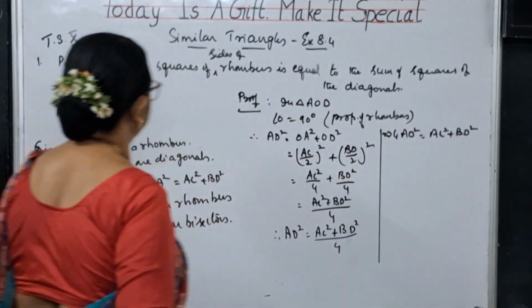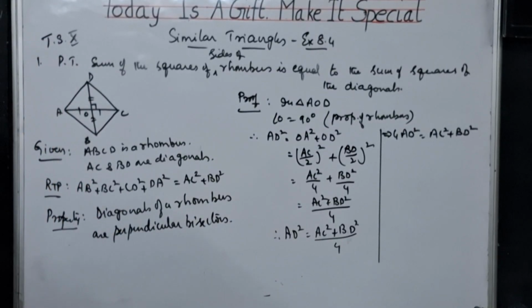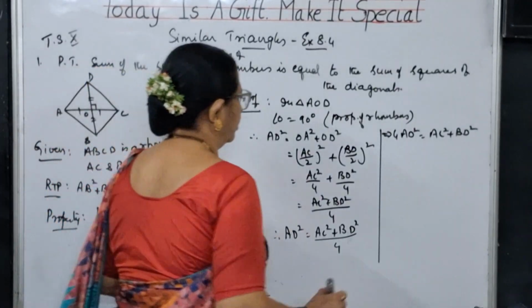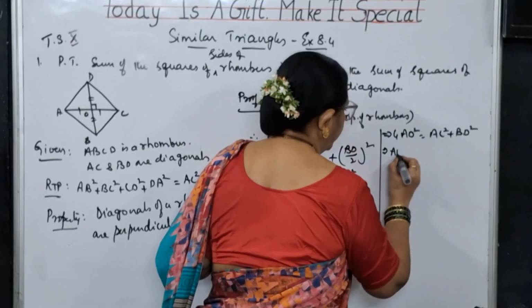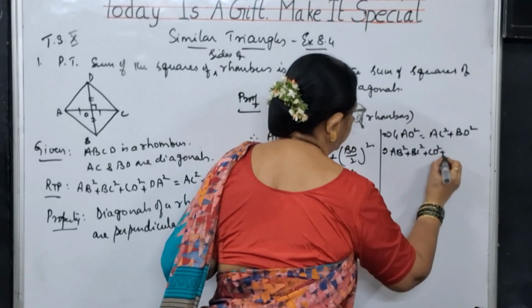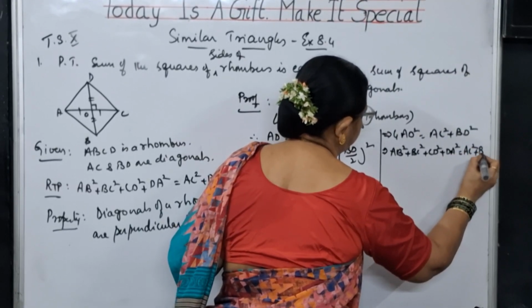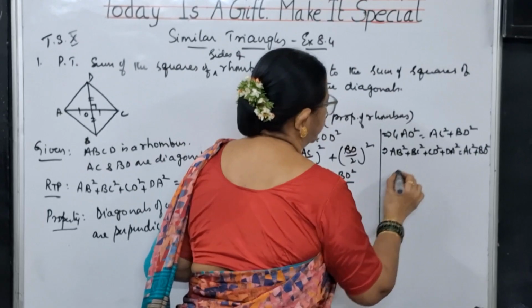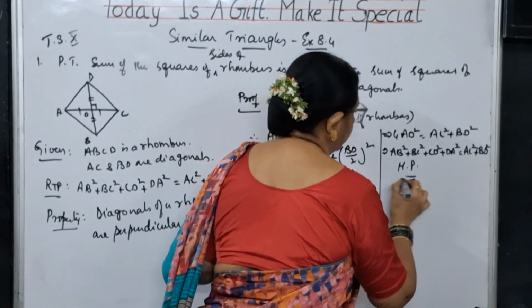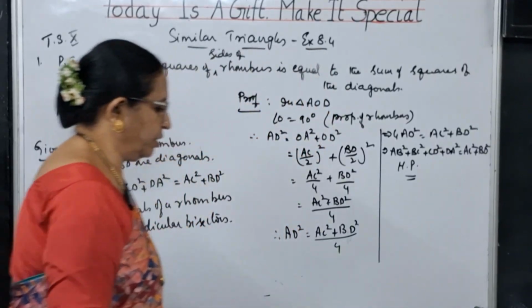4 times of AD square means what, children? AD is the side of a rhombus and we know that each and every side of a rhombus are equal. So we can write it. This implies AB square plus BC square plus CD square plus DA square is equal to AC square plus BD square. Hence proved. Very, very important theorem, children. Please note it down.